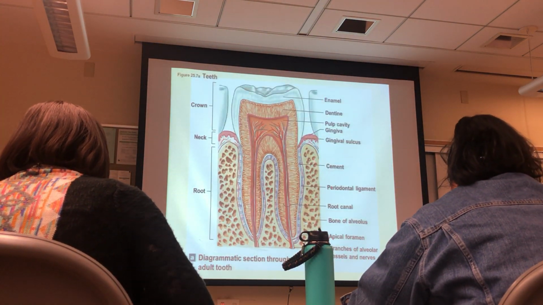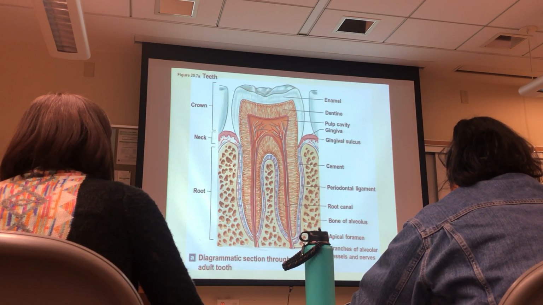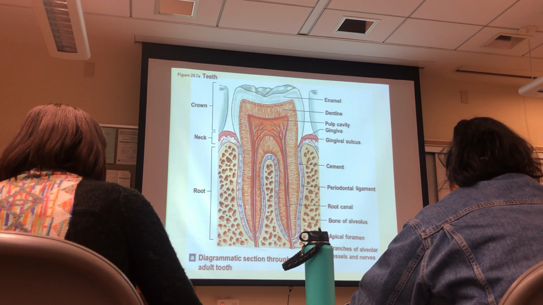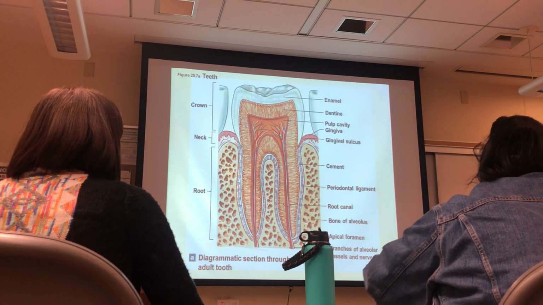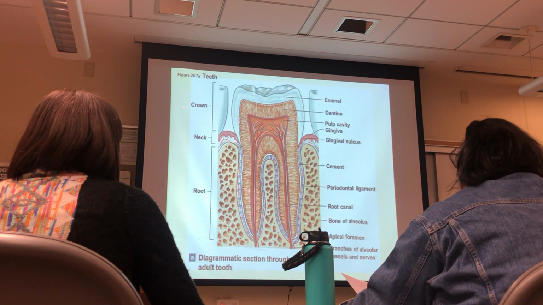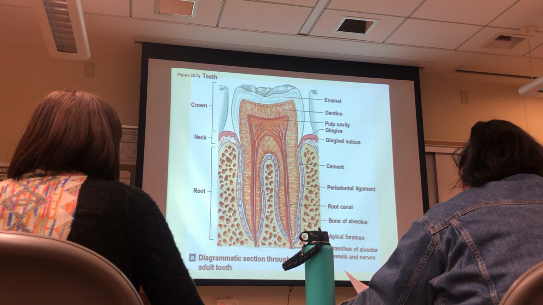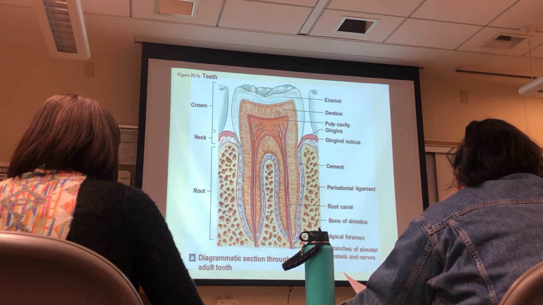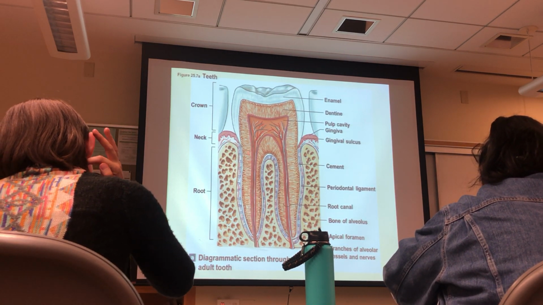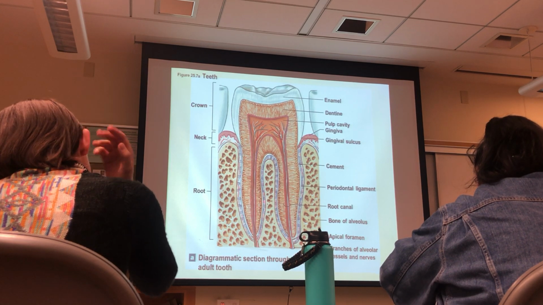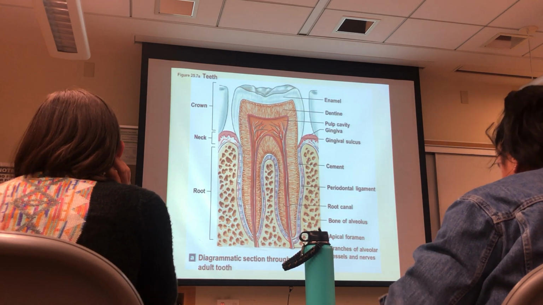Okay, real quick. You should also, on this chapter, be knowledgeable of the anatomy of the tooth. Everything is on this picture. The tooth is broken down into three portions. The crown of the tooth is above the gum line. At the gum line, that's called the neck of your tooth. And then the root of the tooth is in the bone, either the mandible or the maxilla.